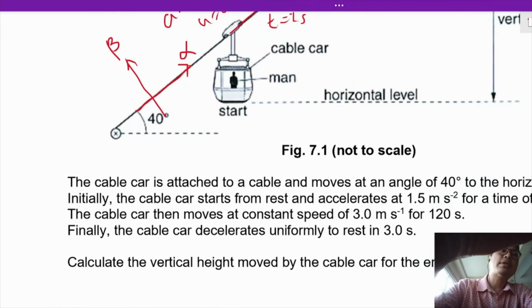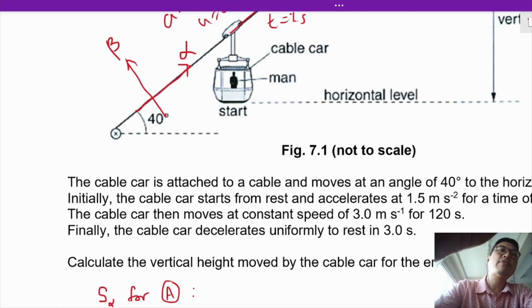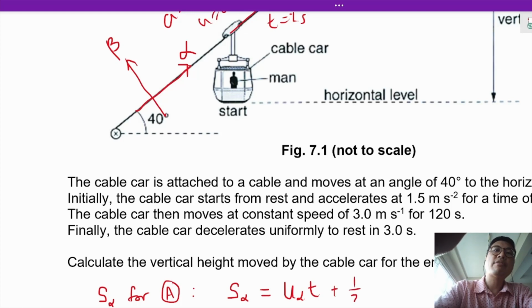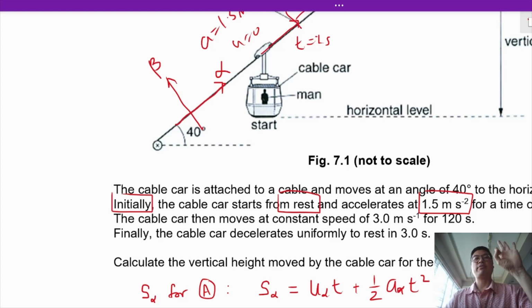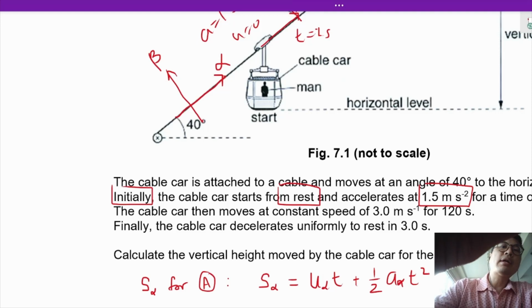So first of all, let's talk about the displacement along the cable for segment A. The displacement along the cable for segment A can be given by the equation s = ut + half at squared. We use this equation because we know the acceleration as well as the time, and also the initial velocity. Initially, the cable car starts from rest. So we know 3 of the 5 variables, and we can find the displacement. It's half times 1.5 times t squared, which is 2 squared. So the distance traveled for the first part is 3 meters.